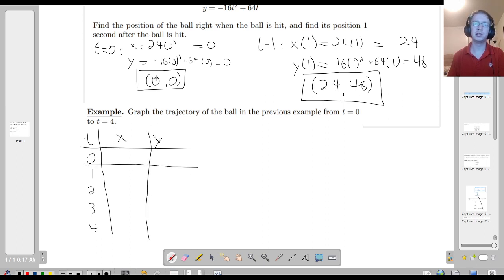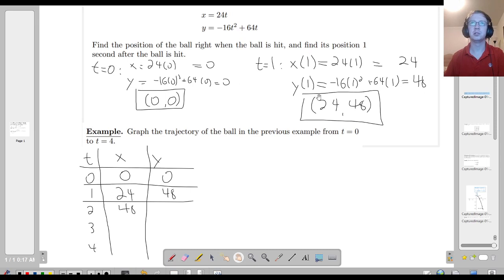So if I plug in 0 for x, we already found that, that's 0, 0. If I plug in 1 for x, we've already done that as well, that was 24, 48. If I plug in 2 for x, let's see, that would be 48. And let's see, the y equation would be 64.